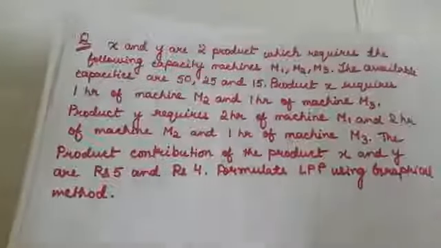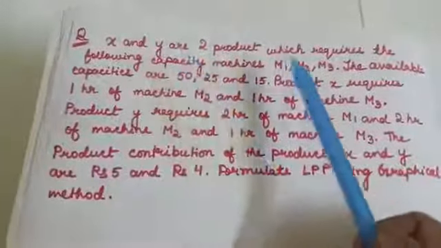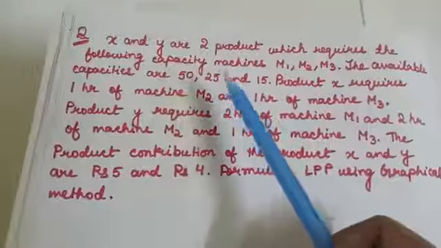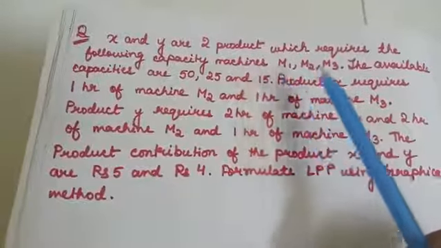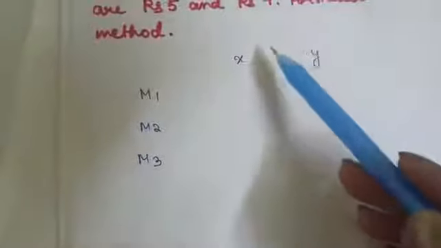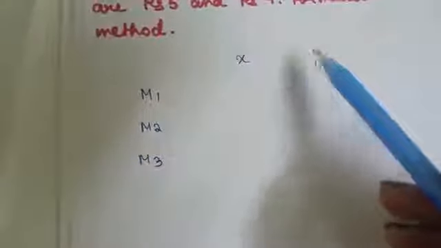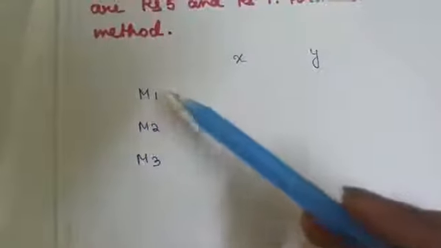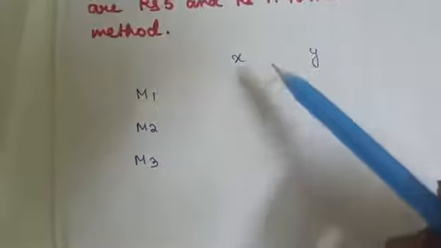What's the first line? X and Y are two products which require the following capacity machines M1, M2, M3. Let's write it down. So X and Y are two products which require the following capacity machines M1, M2 and M3. Okay, now see the next line.